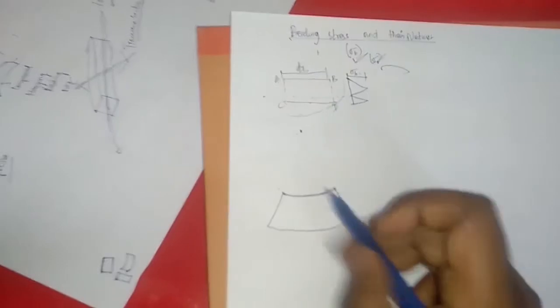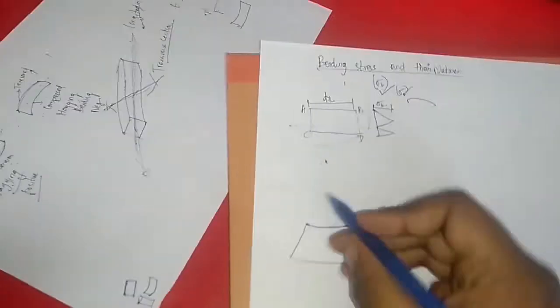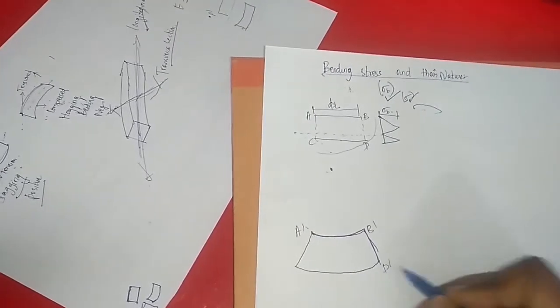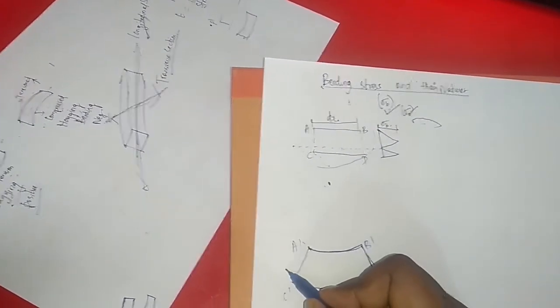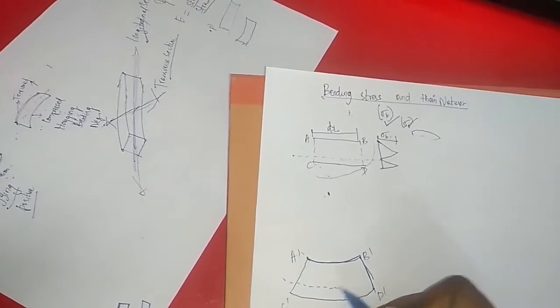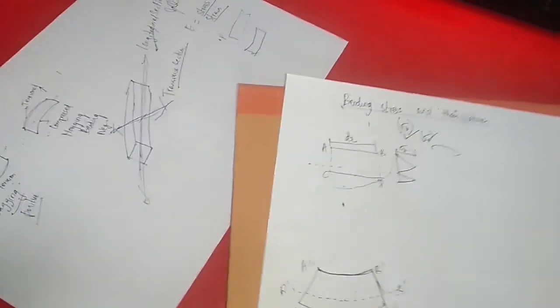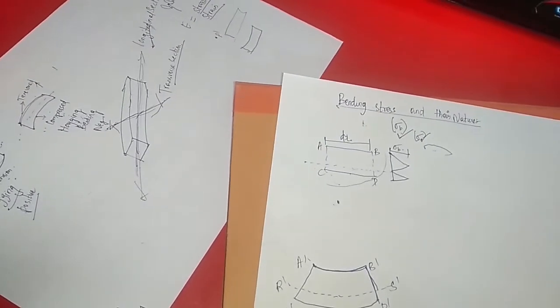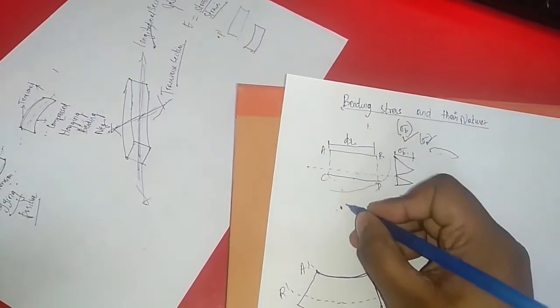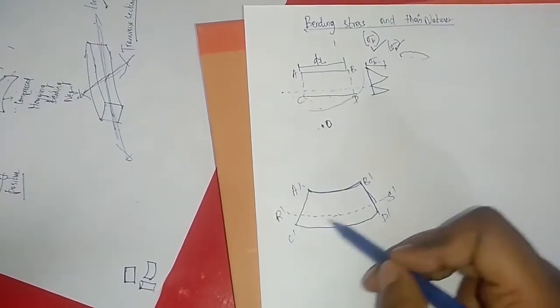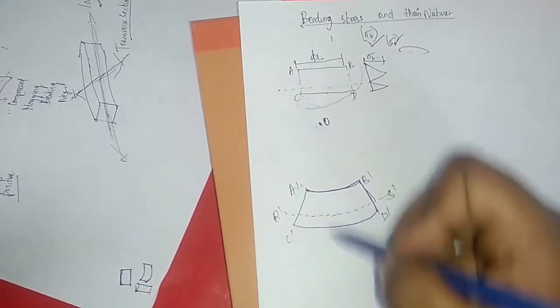After bending, I'm going to take these as A dash, B dash, D dash and C dash, and the neutral axis will be like this. This is R dash, this is S dash. This is point O. So I'm going to consider the bending of the beam as an arc of a circle from the point O.